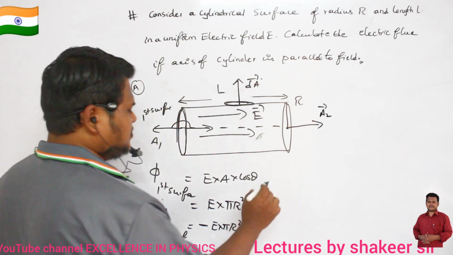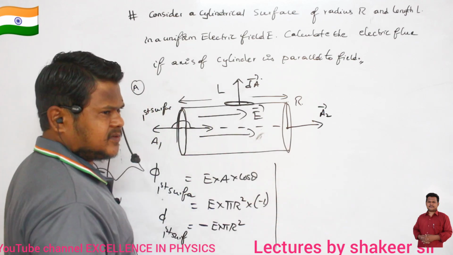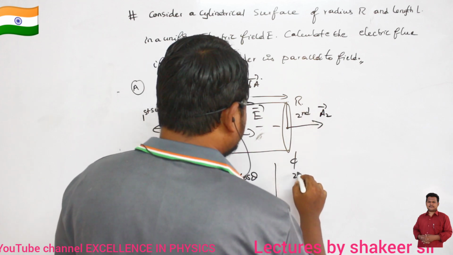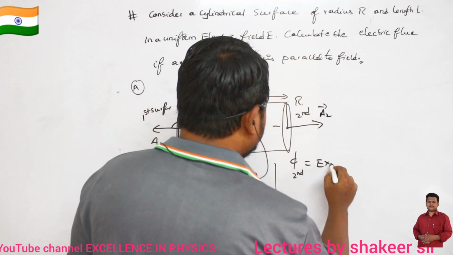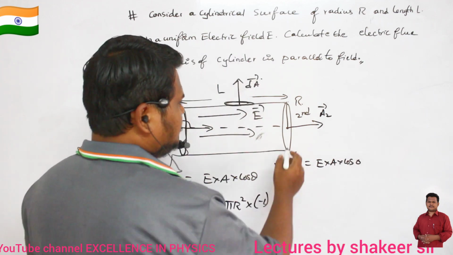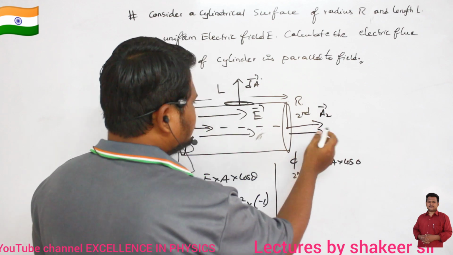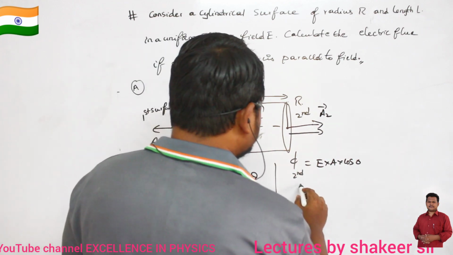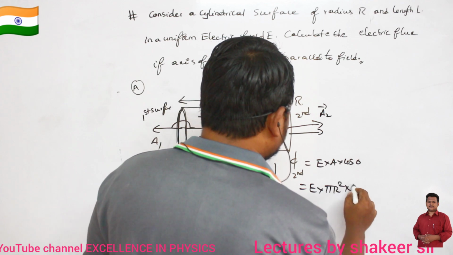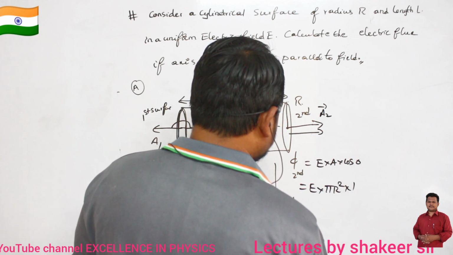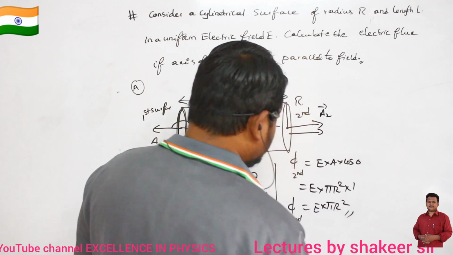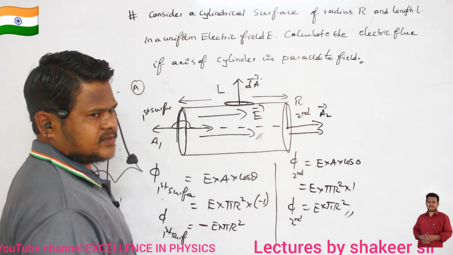That's all, no? Similarly, what is the flux through the second surface? So this is my second surface. Flux through the second surface is again E into A into cos 0 this time. Clear? Because the electric field and area are both in the same direction. So E into area is pi r square into cos 0, which is 1. So flux through the second surface is E into pi r square. This is the answer for flux through the second surface.